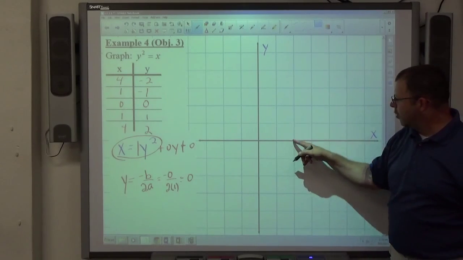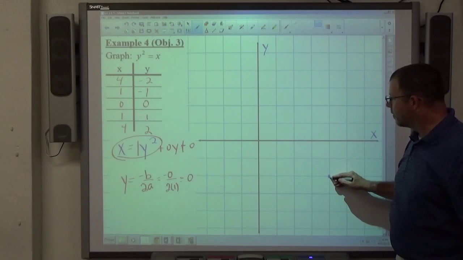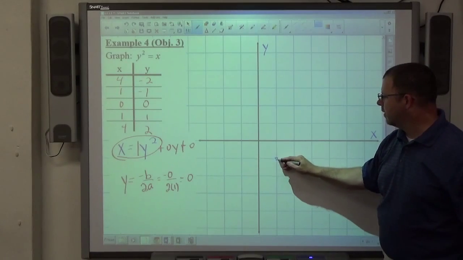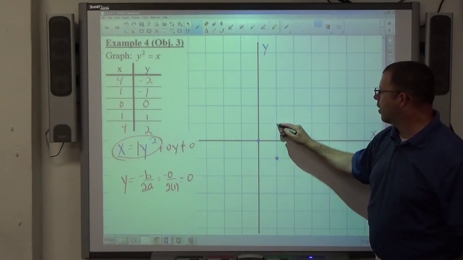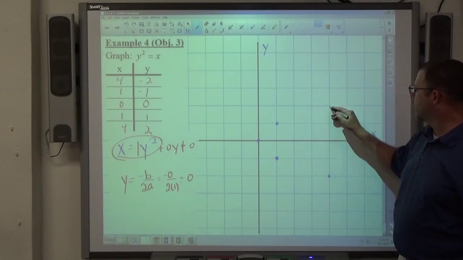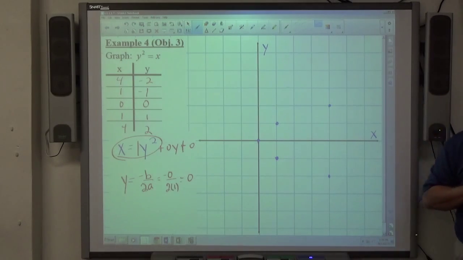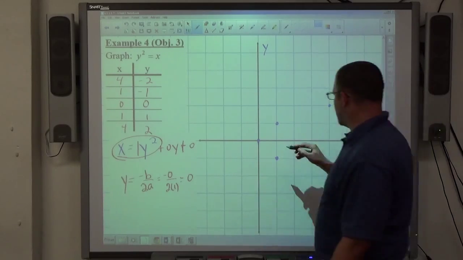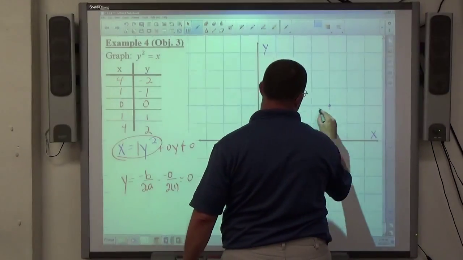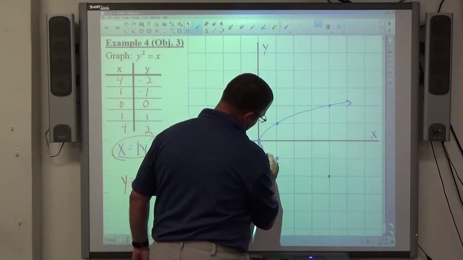So 4, negative 2; 1, negative 1; 0, 0; 1, 1; 4, 2. So even though I picked y and solved for x, I'm still going to plot x, y order like normal. And then I just connect those dots with a nice smooth curve, creating that parabola shape, turning to the right instead of turning up or down.